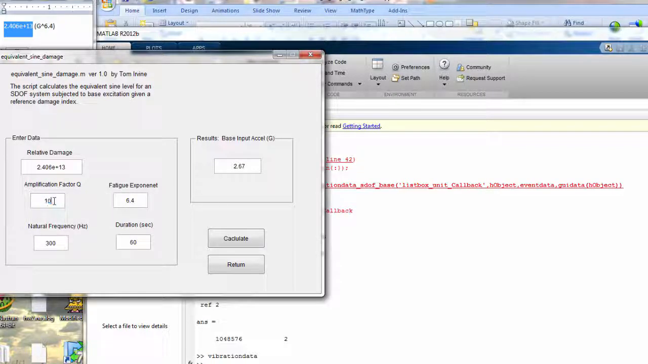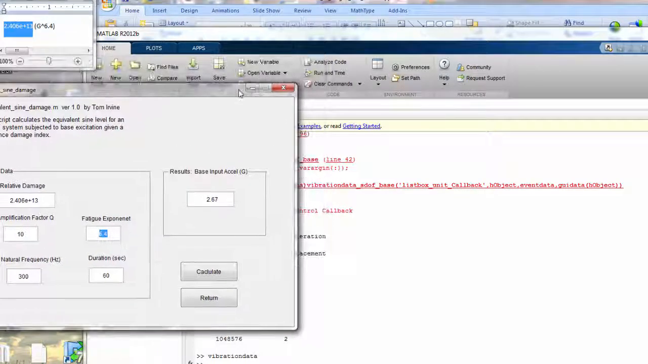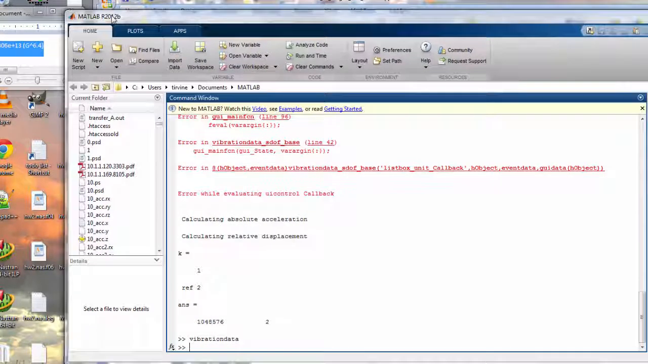So if you want to repeat these analyses, for example, you can do that using different Q values and different fatigue exponents. Just be consistent between the sine and random. And let's see where we're at here. I guess before we go on to our next unit, let's see if we can show you how to get the same damage value from the random only by remaining in the frequency domain.